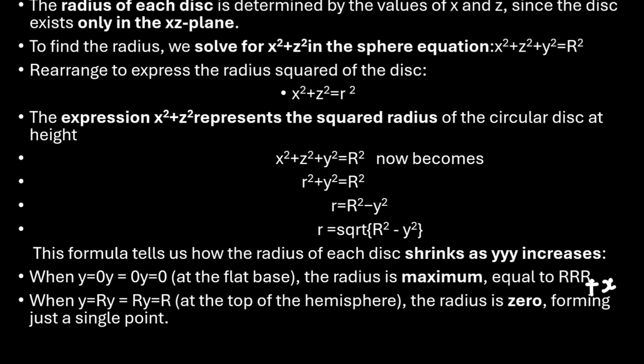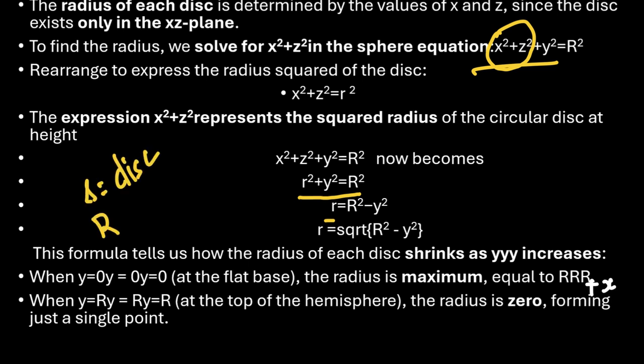Now, if x square plus z square is equal to r square, then can we substitute x square plus z square as r square? Therefore, this equation becomes r square plus y square is equal to capital R square. Okay, now you may have a doubt. What is small r? It is the radius of the disk. What is capital R? It is the radius of the hemisphere. And therefore, we have r square is equal to capital R square minus y square, and therefore r is equal to root of R square minus y square.